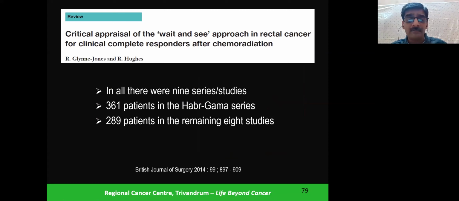And again, there are several studies over the last 10 years which looked upon the non-operative management for rectal cancer. Non-operative, you give chemo radiotherapy and the patient has responded or the lesion has disappeared, you won't operate. The problem is that of the 1,000 odd patients, 361 patients were from Habr-Gama series. Remaining 289 patients were from 8 studies. So other surgeons are somehow reluctant to do it.